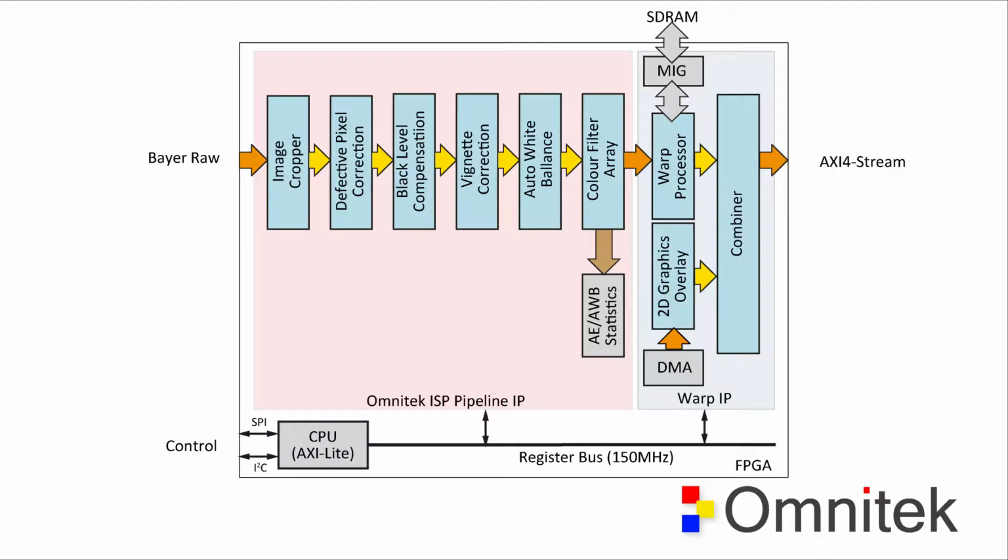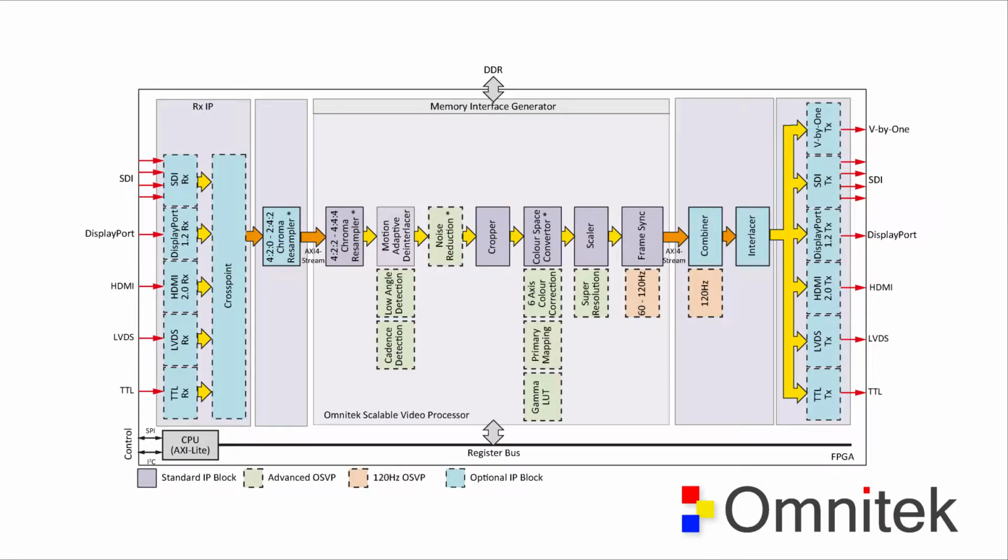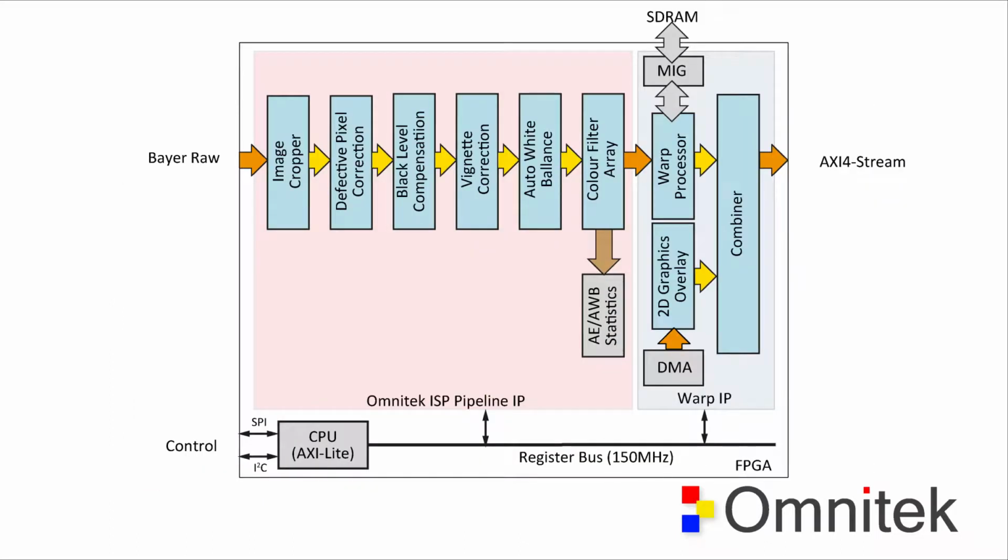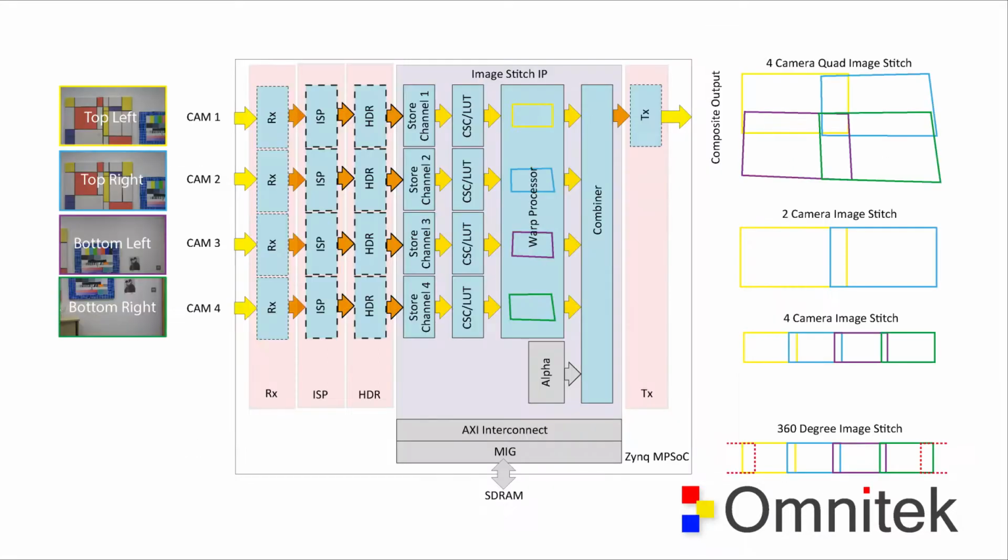The ISP can also be used in conjunction with other Omnitek processing IP, such as our warp IP for camera lens correction, for example. It can also be followed by our OSVP processing IP for scaling and other color correction. And finally, with the combiner, you can key over a graphic overlay or other video feed.